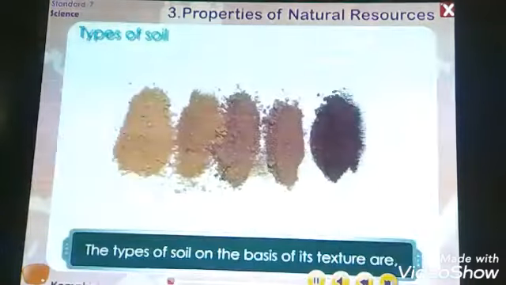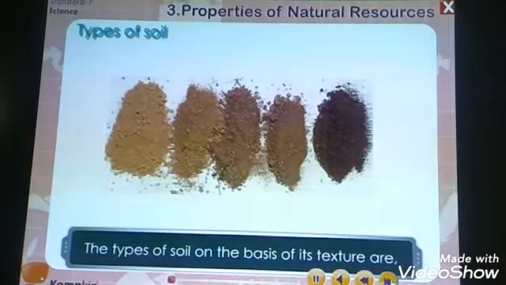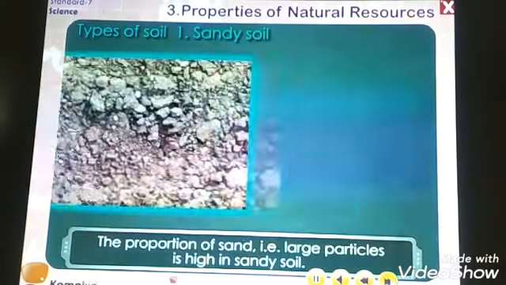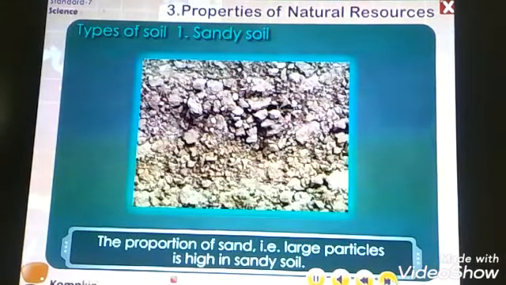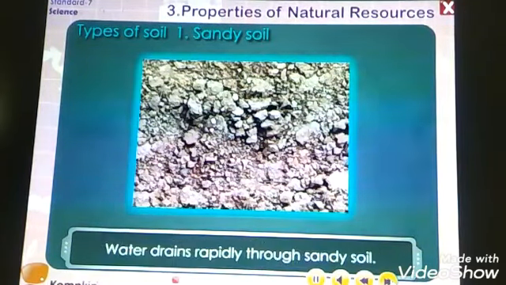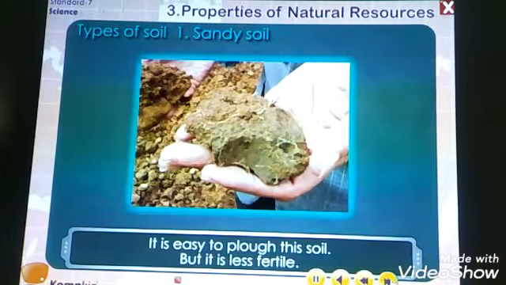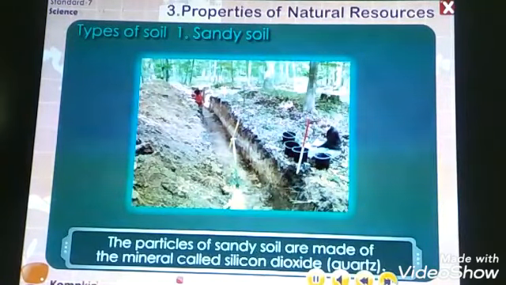Types of soil. The types of soil on the basis of its texture are sandy soil. The proportion of sand, that is large particles, is high in sandy soil. Water drains rapidly through the sandy soil. It is easy to plow this soil, but it is less fertile.